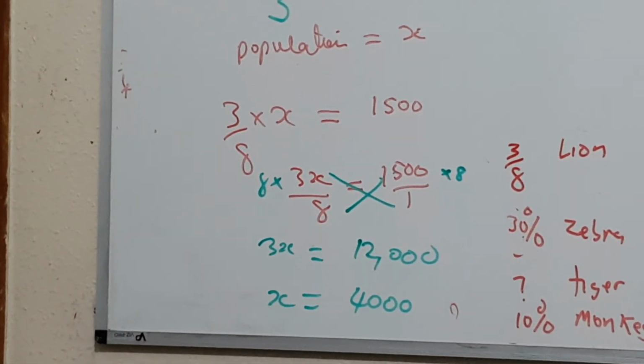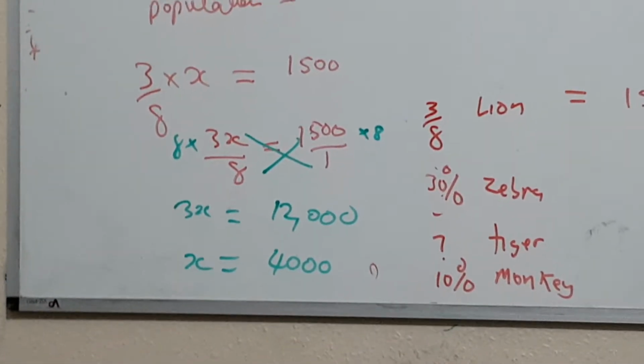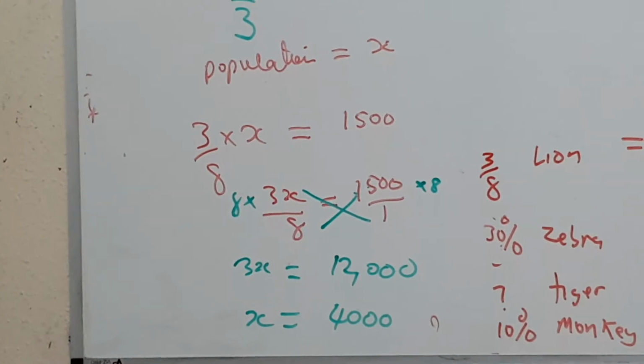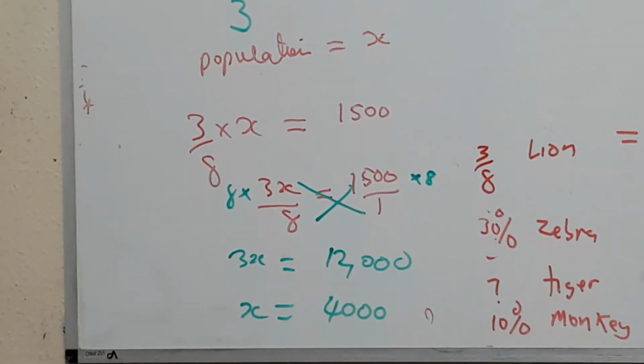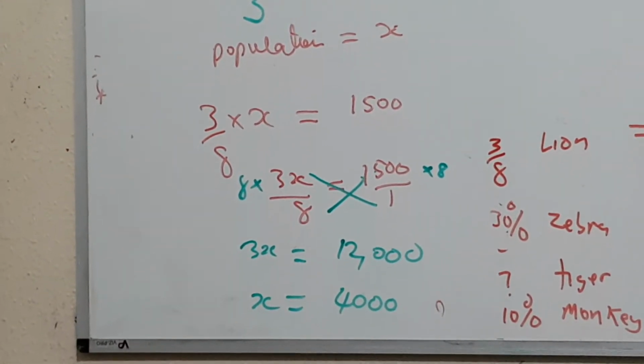Then how do we find our tiger? What is the percentage of tiger? 30%? How do you know? We don't know.